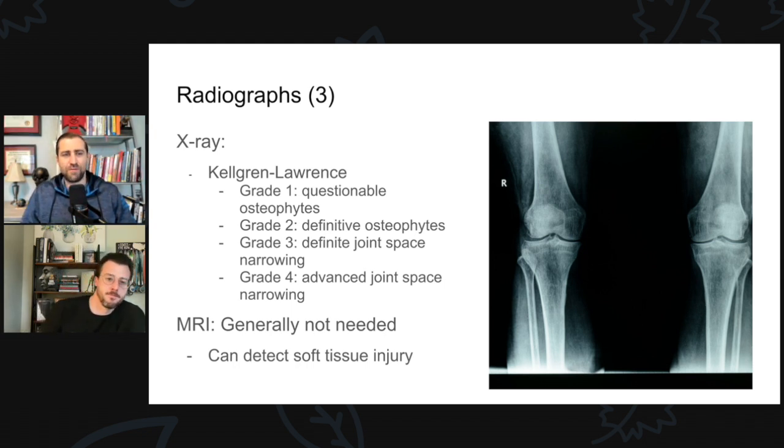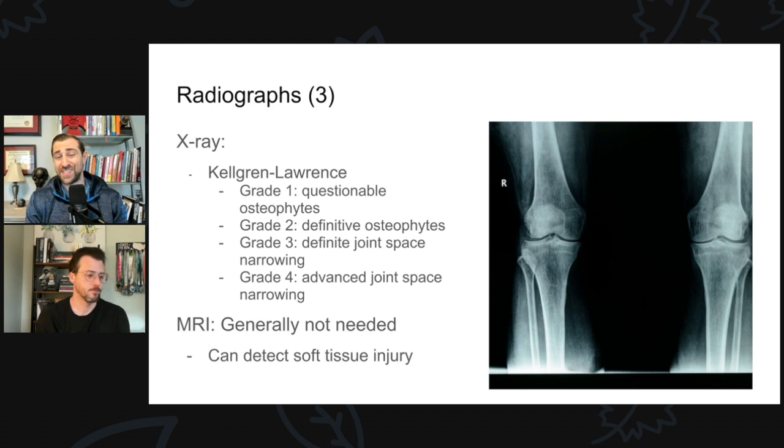Also, we can use some radiographs for diagnosis. There are a bunch of different grading classifications for knee osteoarthritis. Probably the most common one is the Kellgren-Lawrence scale. And essentially, this is all done via x-rays, right? If you have grade 1, it's questionable that you have osteophytes. So it's not quite plain to see that you have a bunch of additional bony growth. So it's very low level osteoarthritis.